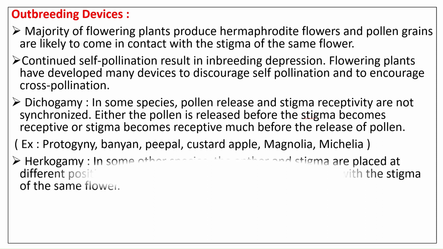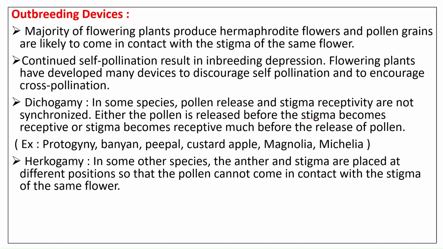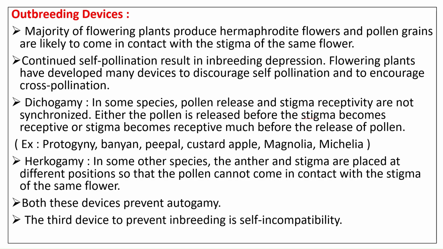Hercogamy. In some other species, the anther and stigma are placed at different positions so that the pollen cannot come in contact with the stigma of the same flower. Both these devices prevent autogamy. The third device to prevent inbreeding is self-incompatibility.